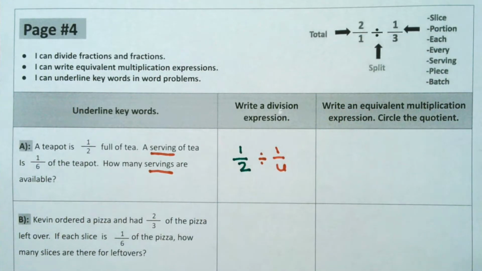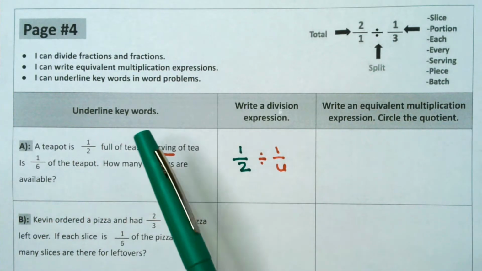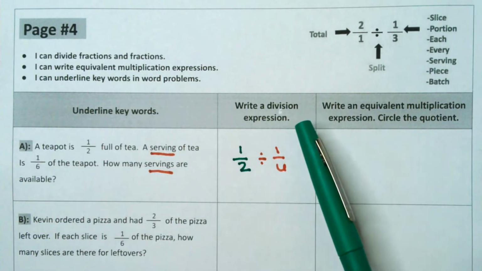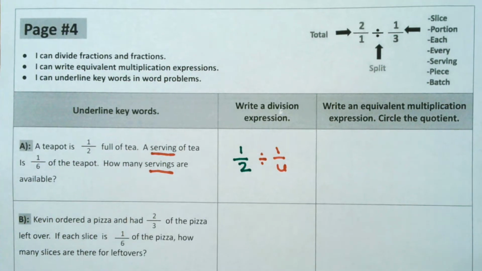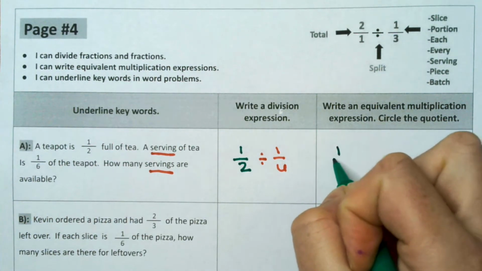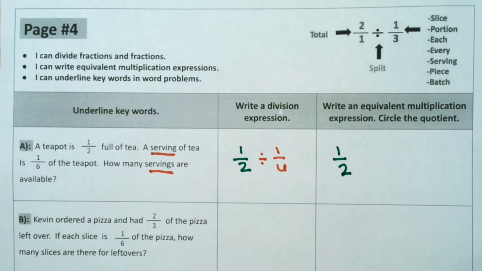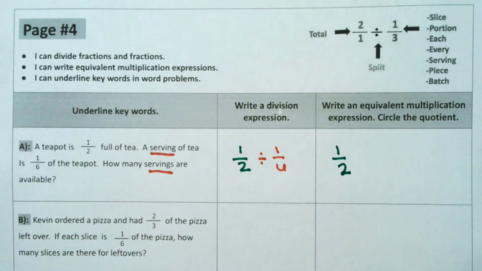So in this middle column, you're just writing your division expression. So we underlined keywords, we wrote our division expression. Now we'll write our multiplication expression and circle the quotient. So we're going to keep the first number, 1/2. Then we're going to multiply.